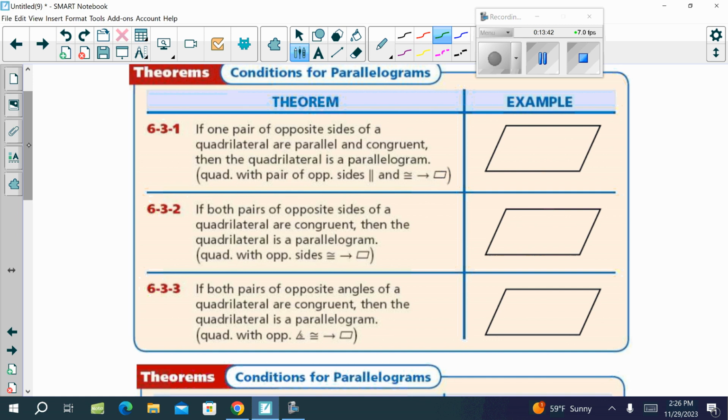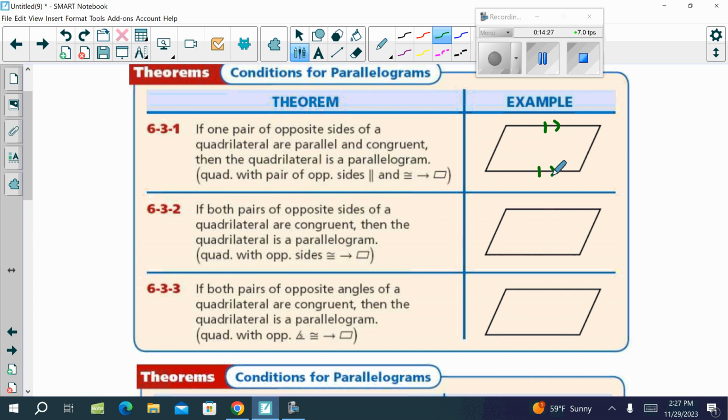All right, conditions for parallelograms. So this kind of works you backwards. So first one says if one pair of opposite sides of a quadrilateral are parallel and congruent, then the quadrilateral is a parallelogram. Okay, so if you're coded an opposite pair of sides congruent and that same opposite pair of sides parallel, then you can say that's a parallelogram. Then you could add all your other coding.